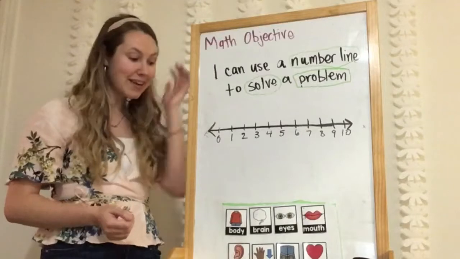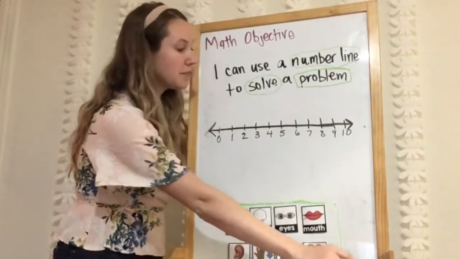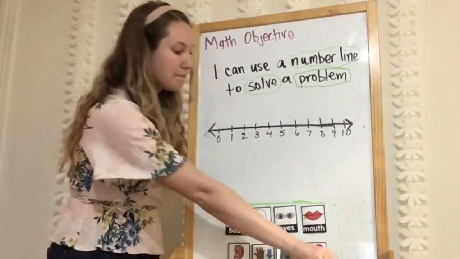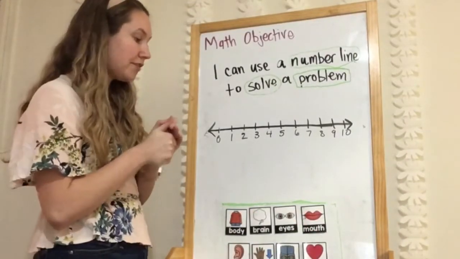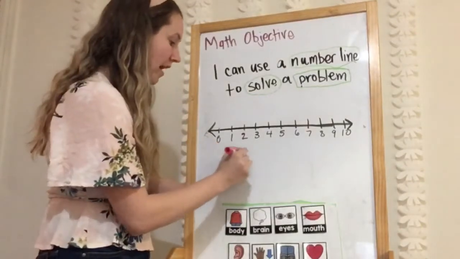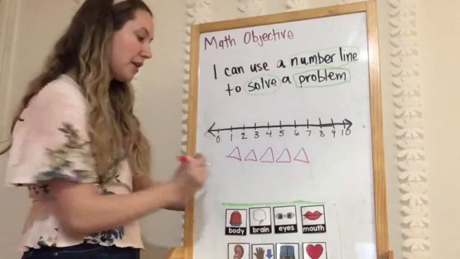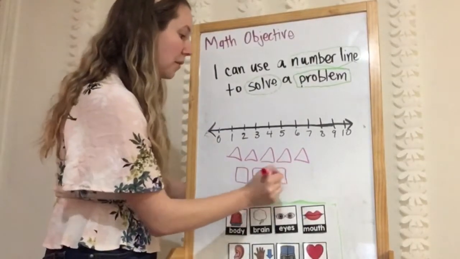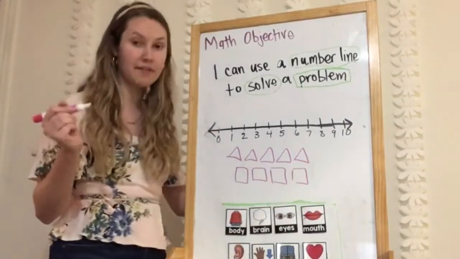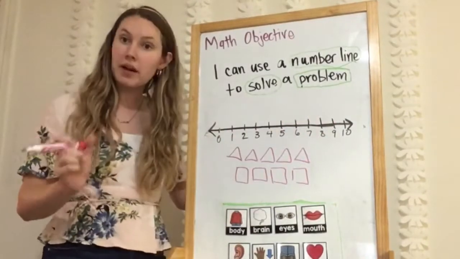Okay, so here is our first example today. We are going to pretend that we have 5 shapes. They're going to be 5 triangles, and I'm going to have 4 squares. If I wanted to know how many shapes I have in all and be able to show that on my number line, what would I need to do?